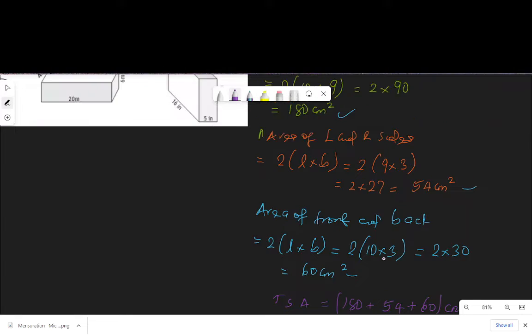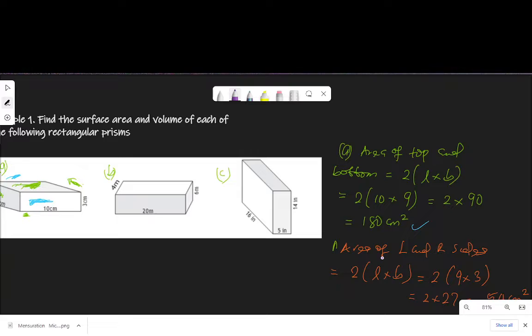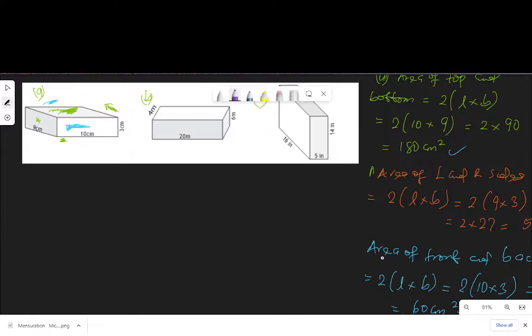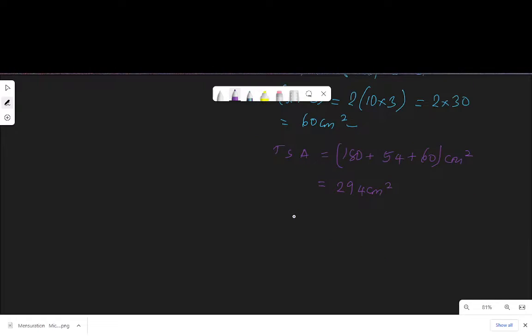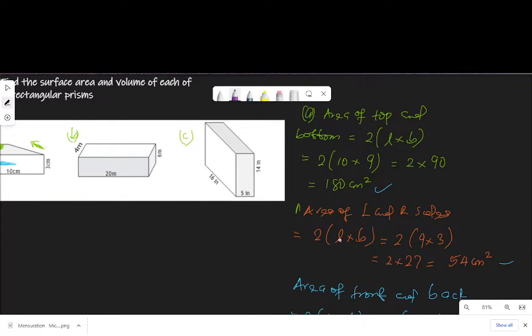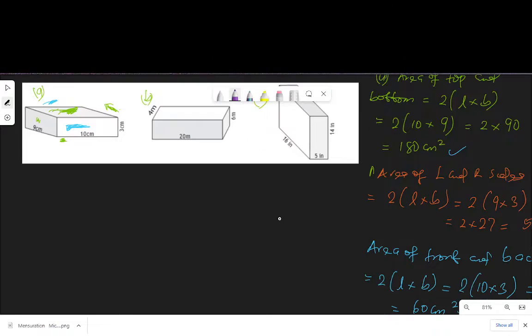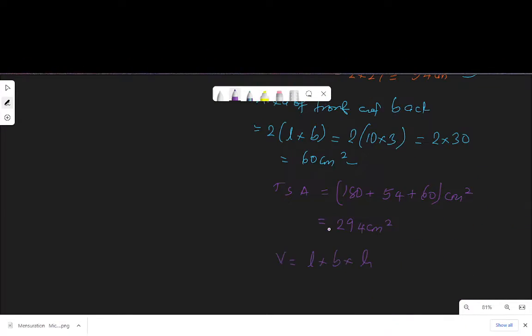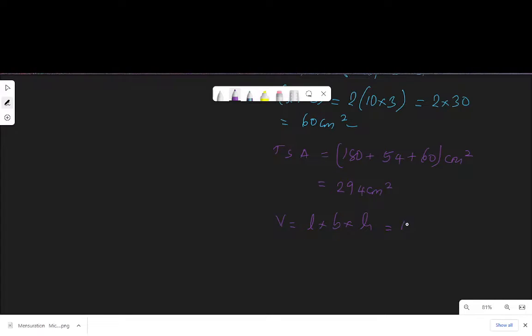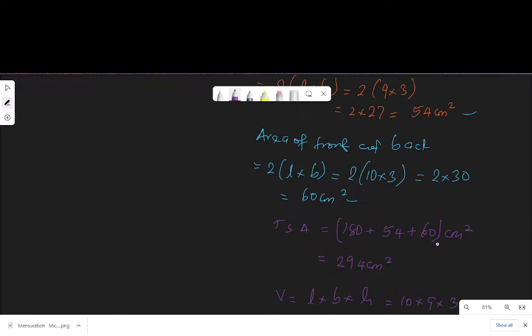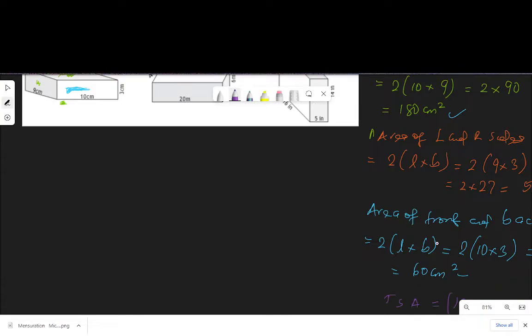But the question says we should calculate both the total surface area and the volume. For the volume, V is equal to length times breadth times height. The length of this cuboid is 10 centimeter, the breadth is 9 centimeter, and the height is 3 centimeter. So plugging those values into this formula, we have 10 times 9 times 3.